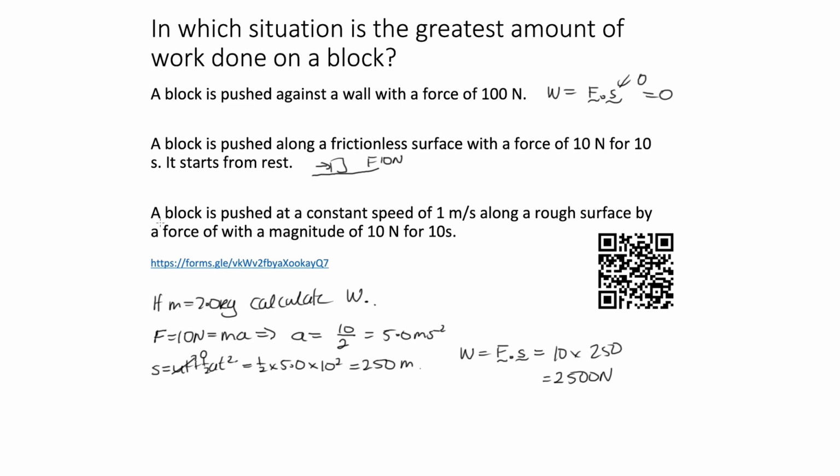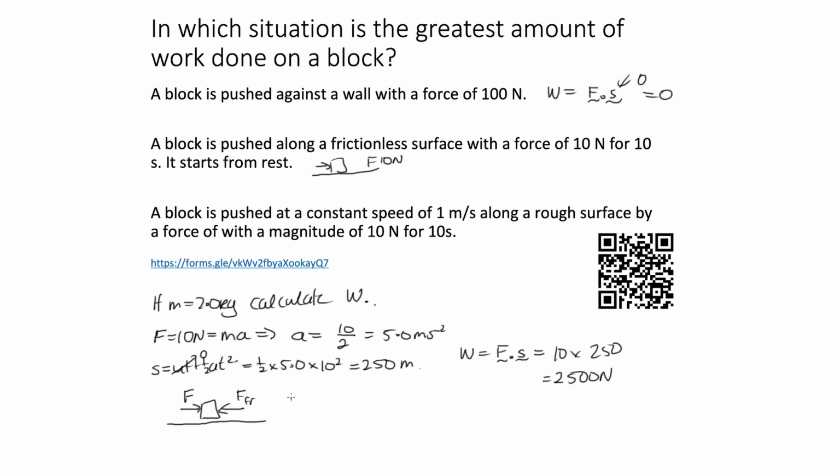Now in the next one, a block is pushed at a constant speed of 1 meter per second along a rough surface by a force with a magnitude of 10 newtons for 10 seconds. Now, in this case, because it's not speeding up, Newton's first law tells us that there must be two equal and opposite forces. So we've got the force F pushing it, but this is a rough surface. So now we do have a friction force which is equal and opposite.